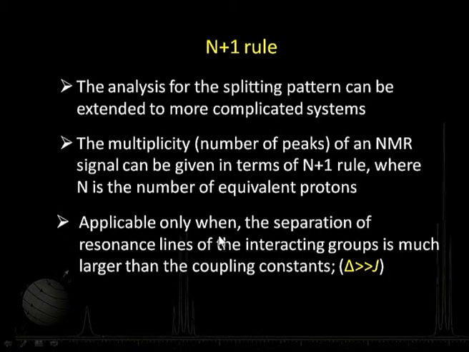This rule is applicable only when the separation of resonance lines of the interacting groups is much larger than the coupling constants. I will not be able to elaborate much, I just wanted to make a mention of it. If the 2 protons have chemical shift positions very close to each other, then this kind of pattern will not be observed, because more complications come in which are beyond this level of understanding. But if the 2 protons are fairly separated, all that I have just discussed with you holds true.